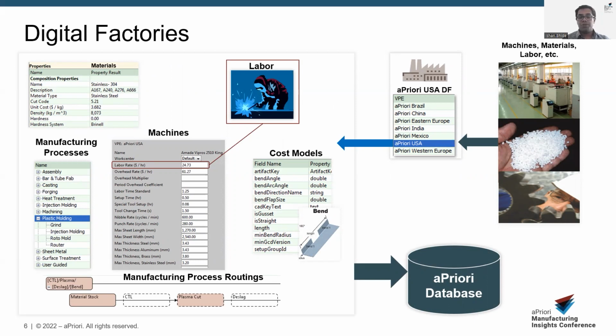You have your cost models representing the manufacturing processes required to make your parts, like injection molding, die casting, or machining. Then you have the machine's digital factory, which contains machine data like injection molding machines and presses, or even specific brands of milling machines and lathes.